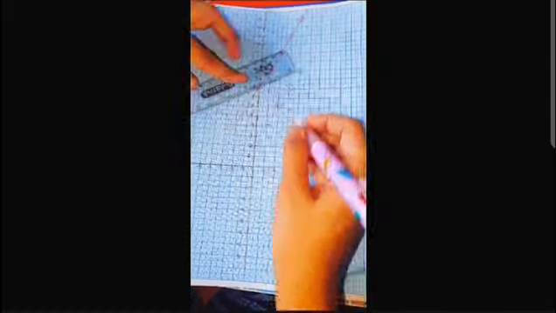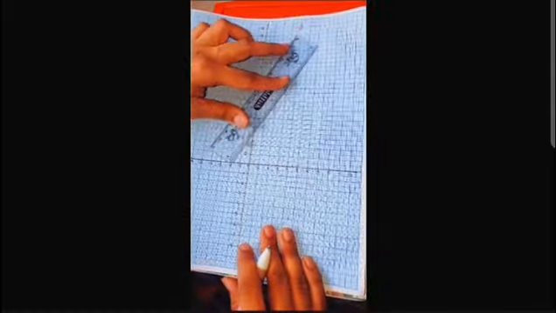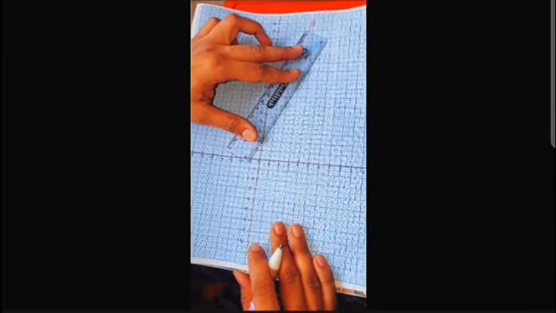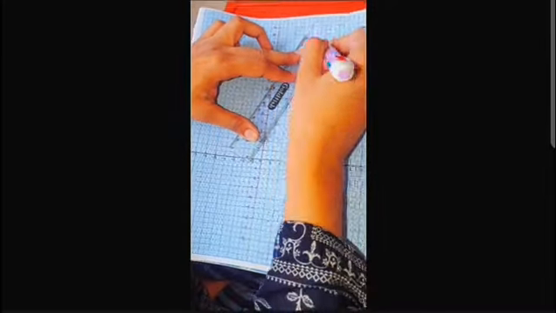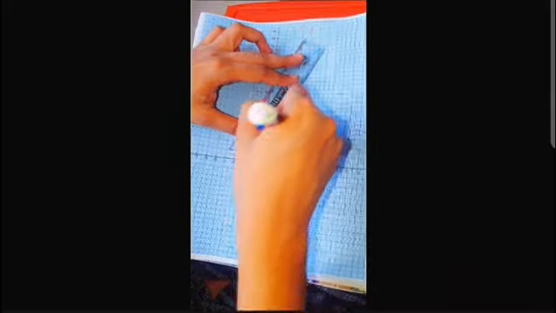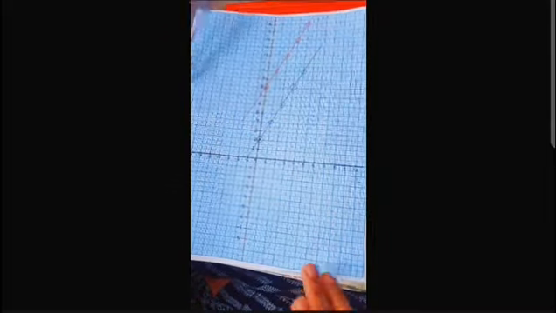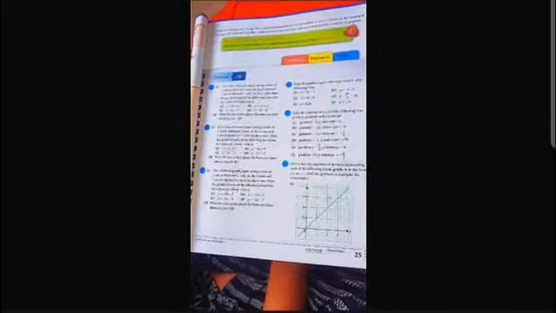I have marked all the points. Now I am making a line to join these points. This is the line. So we have done the second part, part B. Now move to part C. What is part C? This is y is equals to 2x minus 3.